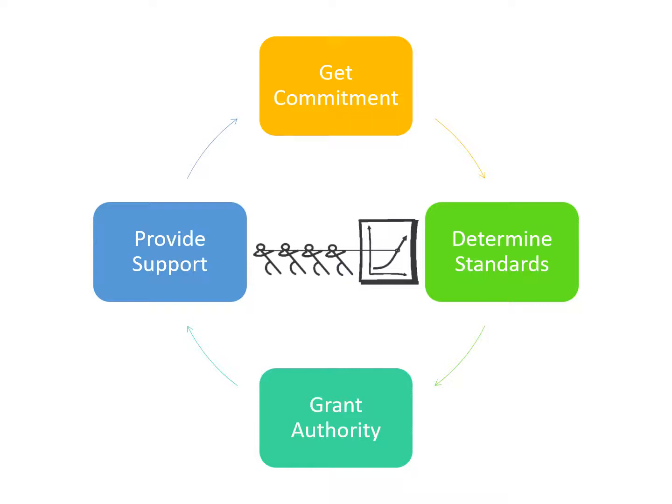Once you grant the authority, make sure that you've given your employees the power at the level that they need to complete the task without constant roadblocks. Once you provide support, make sure that you have determined the resources that your employees require to complete the task, and you need to provide them.